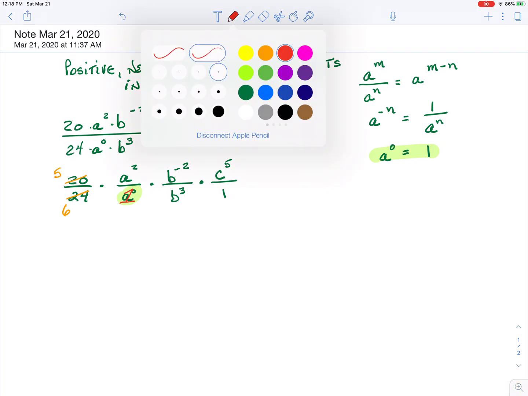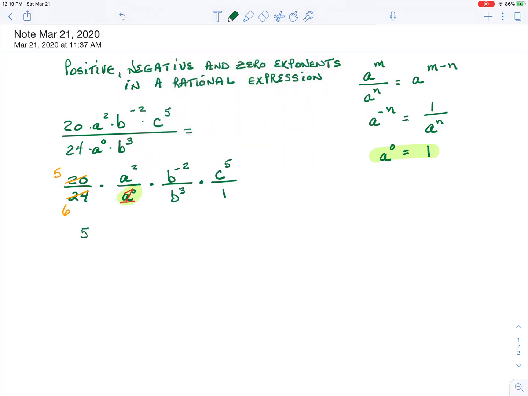So let me start to write some things down. I have 5/6 reduced form here. This is now a squared sitting over 1. And then I'm going to use this rule over here, where I'm doing division of like bases. And when I divide like bases, I subtract the exponents, starting with the 1 in the numerator, subtracting away the 1 in the denominator. I'm going to keep that over 1. And then just copy down the c to the 5th over 1.